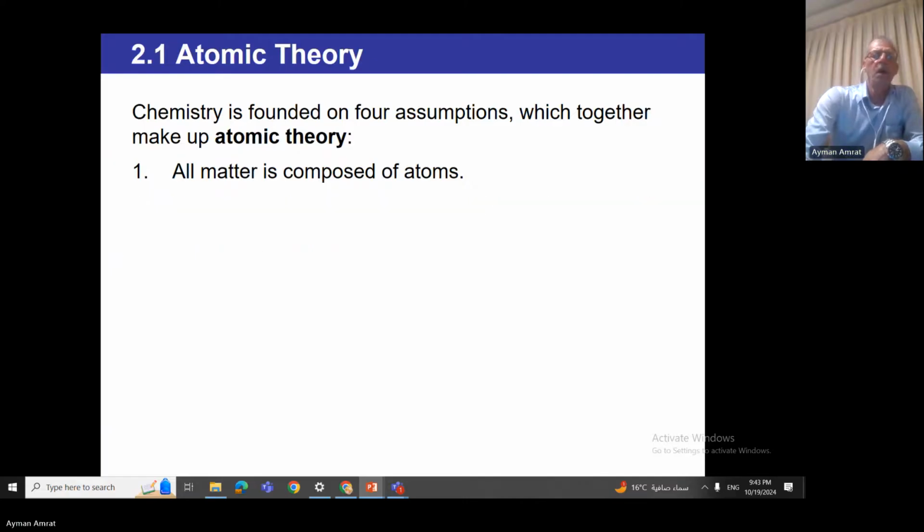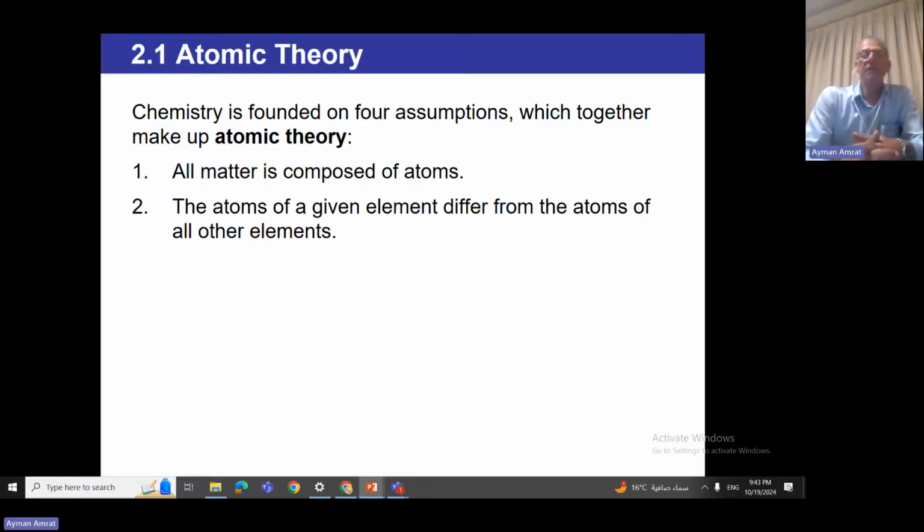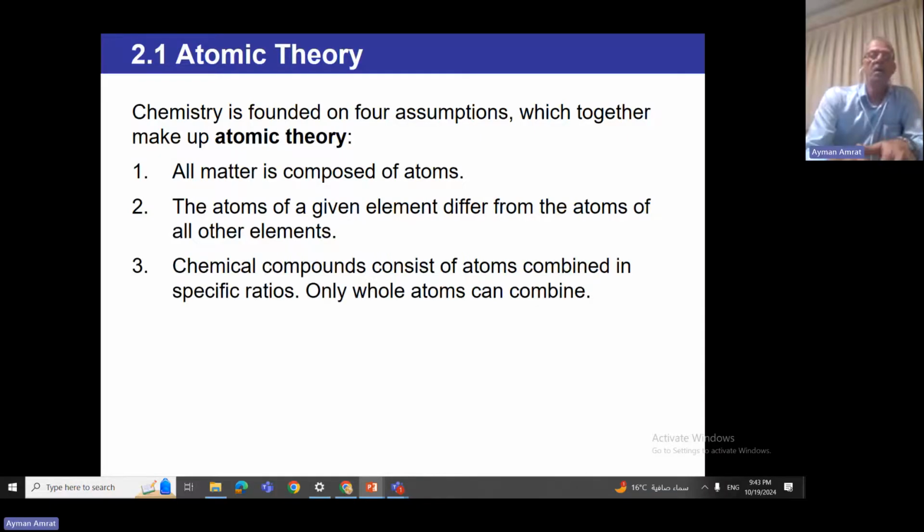Chemistry is founded on 4 assumptions, which together make up atomic theory. First, all matter is composed of atoms. Atoms of a given element differ from the atoms of other elements. For example, atoms of oxygen are similar to each other but different from nitrogen atoms or hydrogen atoms. Chemical compounds consist of atoms combined in a specific ratio, which should be a whole number. For example, water has the formula H2O, meaning 2 atoms of hydrogen with 1 atom of oxygen. The ratio should be in whole numbers, not fractions.